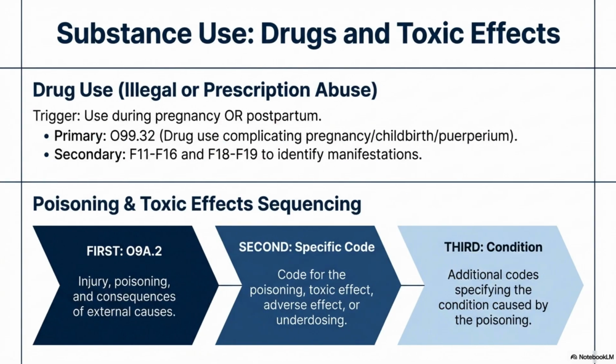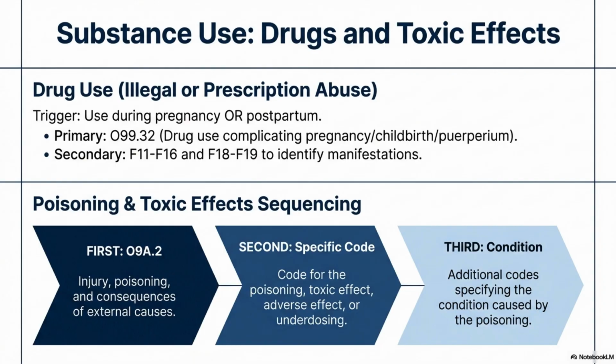Next, let's look at drug use and toxic exposures. For drug use, whether it's illegal substances or prescription misuse, you'll assign primary, O99.32. Secondary, a code from F11-F16 or F18-F19 to identify the specific substance and manifestation.